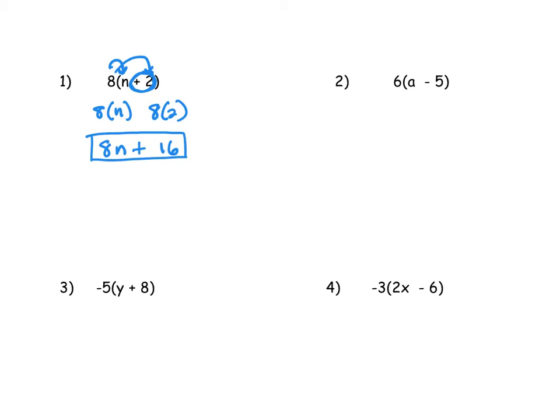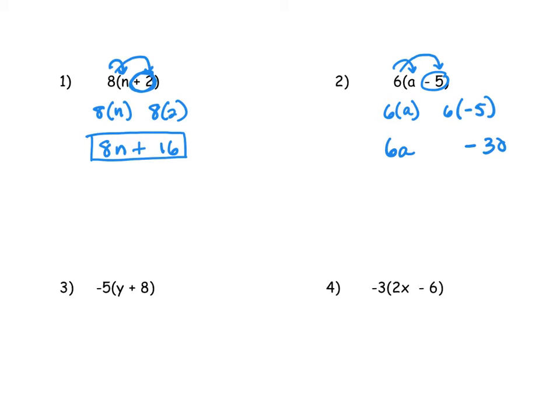So now let's go on to problem number 2. This would mean 6 times a. What would this mean if I wrote this second arrow? If you said 6 times negative 5, you're correct. What is 6 times negative 5? 6 times negative 5 is negative 30.